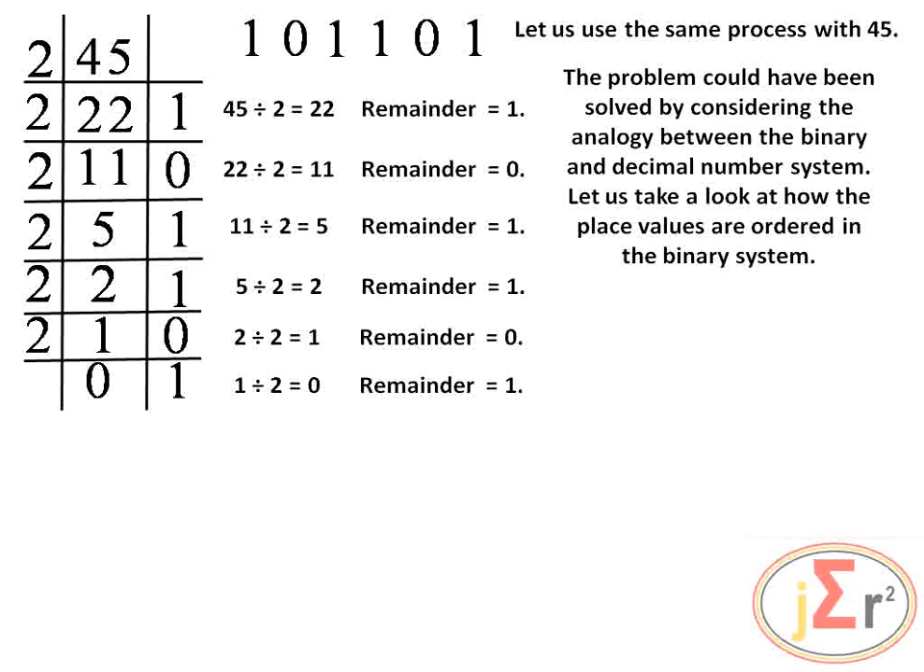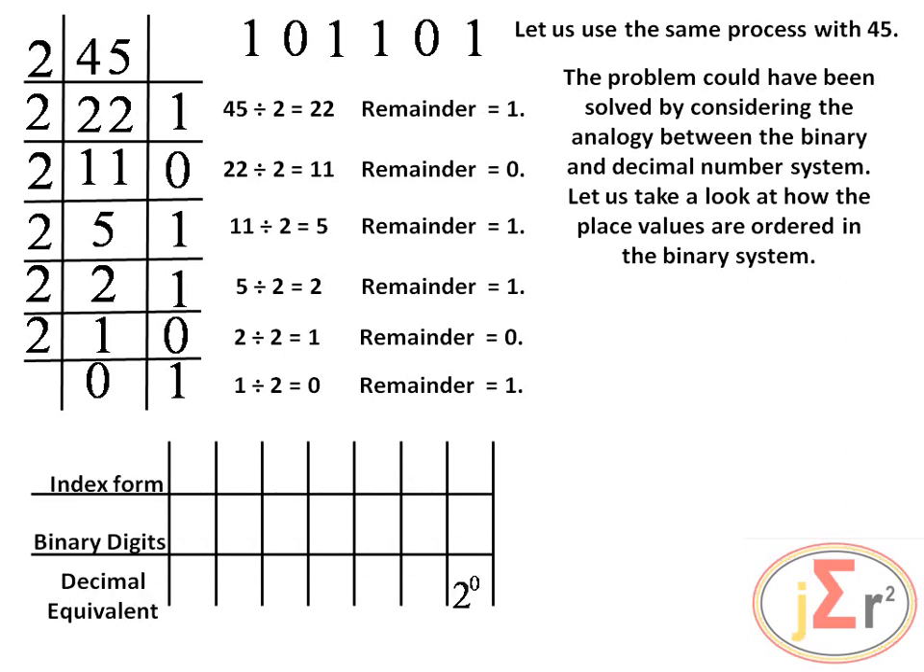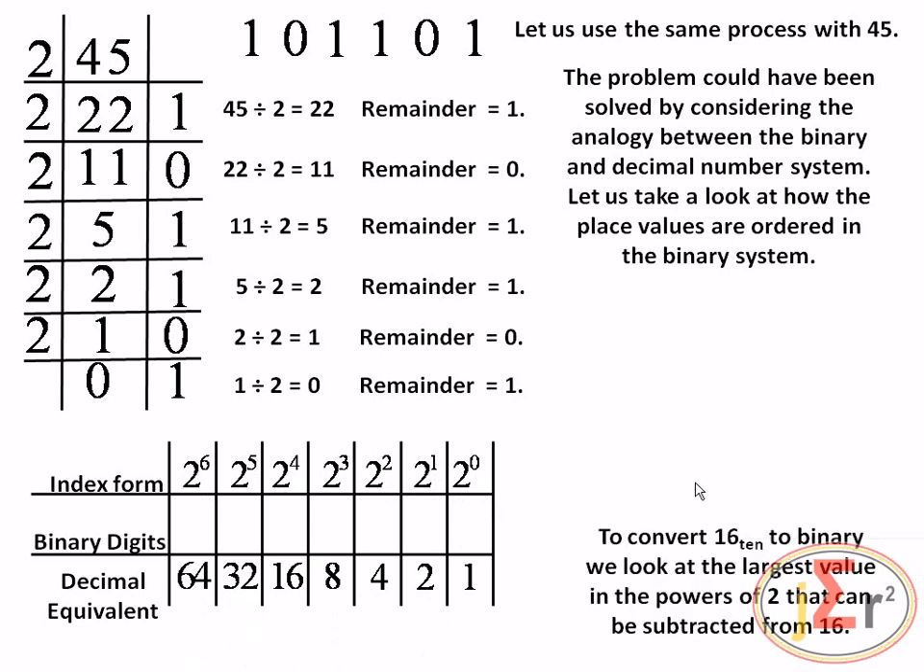This problem could have been solved by considering the analogy between the binary and decimal number systems. Let us take a look at how the place values are ordered in the binary system. So there we have our binary system, and those are our place values. Remember that when we are in the decimal, we have 10 to the power of 0 and all of that. Now we are in the binary, so we have 2 to the power of 0, 2 to the power of 1, all the way up to as many digits that are necessary.